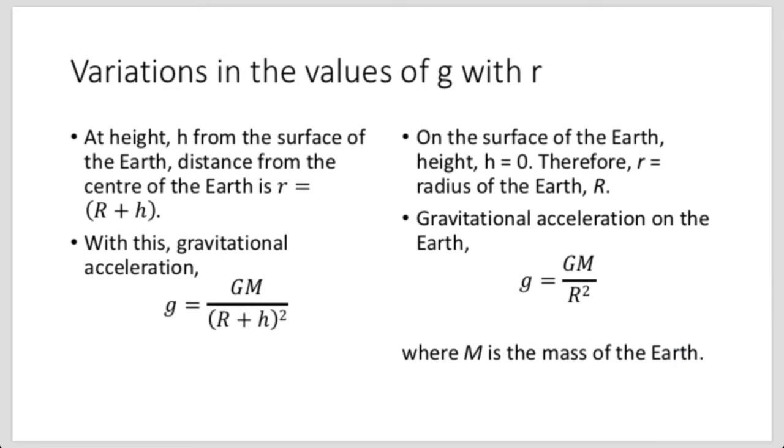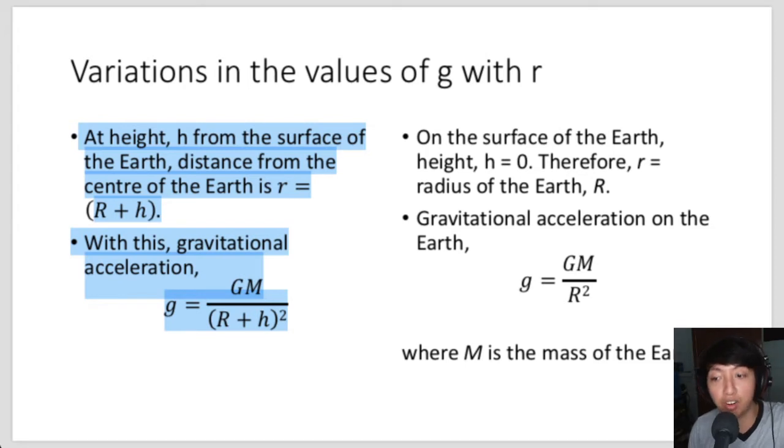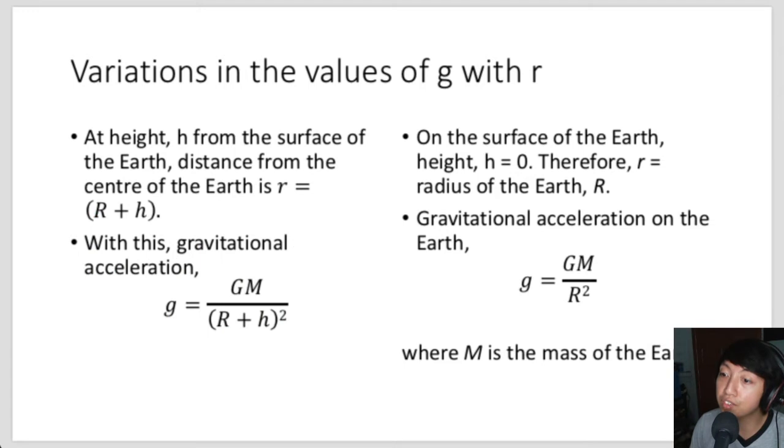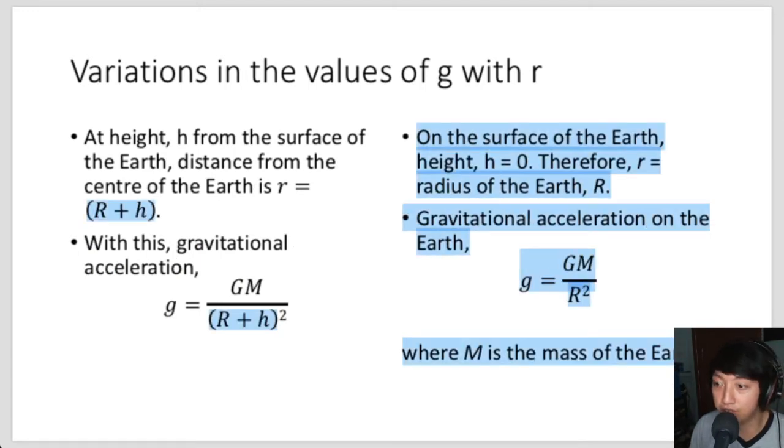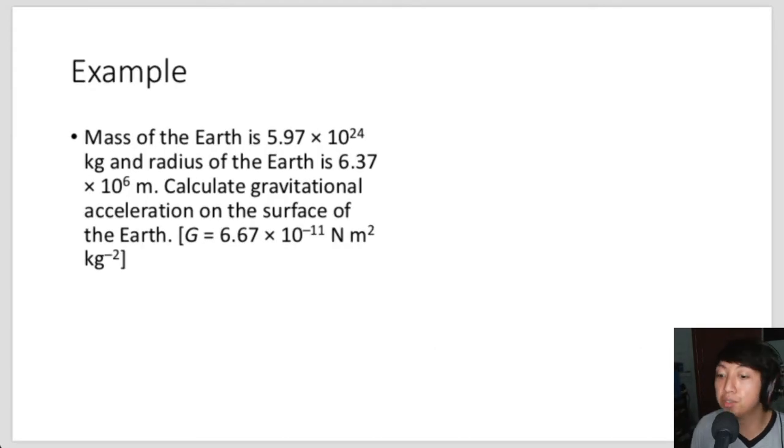So when do we use these two different formulas? We use this formula when there is a height, when something is away from the surface of the Earth, so something like a satellite or another planet. For something on the surface of the Earth, we use this formula. All right? So just make sure you know which formula to use and when to use it. All right, next slide. Let's do a couple of example questions.